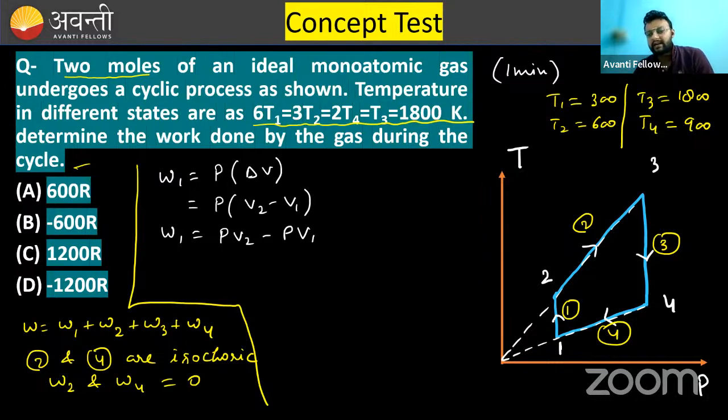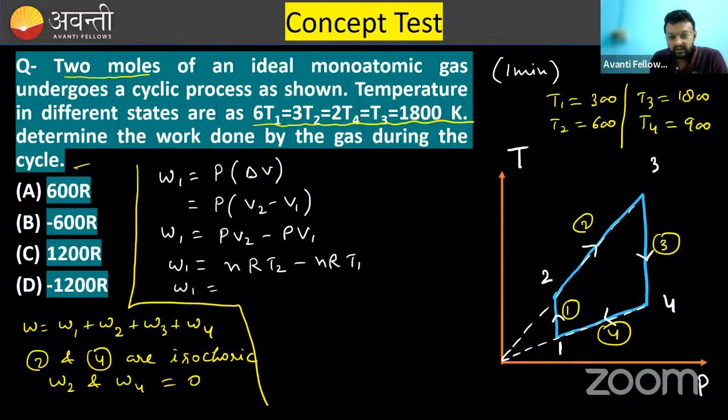PV is equal to nRT. So you can write it as nR T2 minus nR T1. So W1 is nothing but nR times T2 minus T1. Now you know the values of T2 and T1. You can put them here. So W1 is equal to n, which is 2 moles, times R, times T2 minus T1, which is 300.